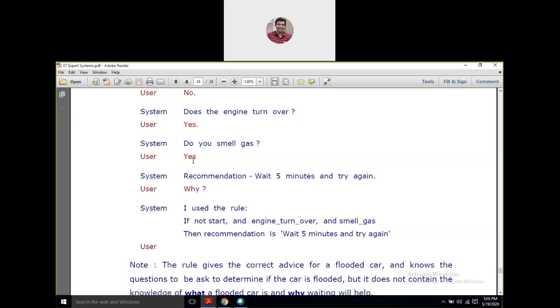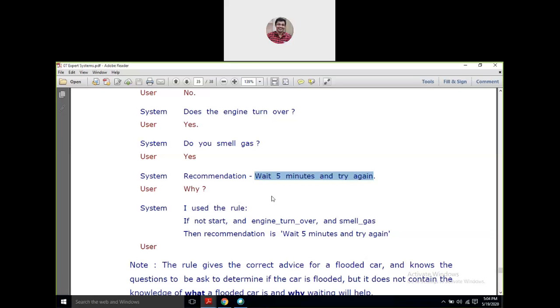Then a recommendation comes. This was like a knowledge validation part. And then comes a recommendation. The recommendation is to wait for 5 minutes and try again. At this point of time, while a person is very much tensed with his problem, he may not be trusting the expert system, whether that expert system is seriously guiding that person towards a plausible solution or not.